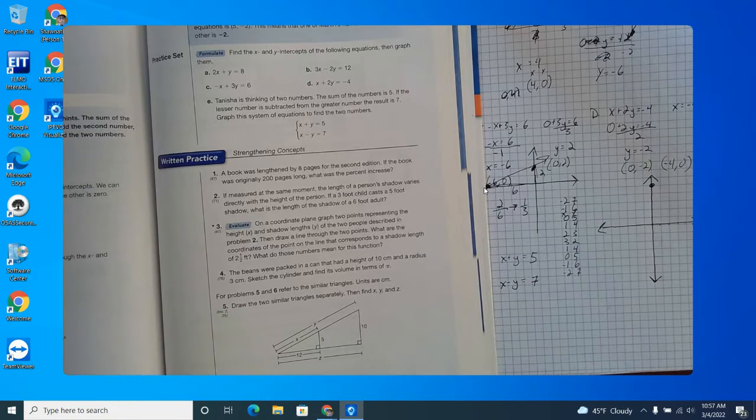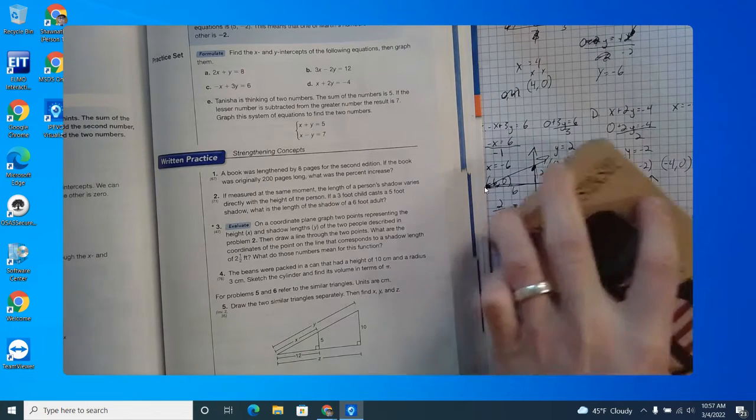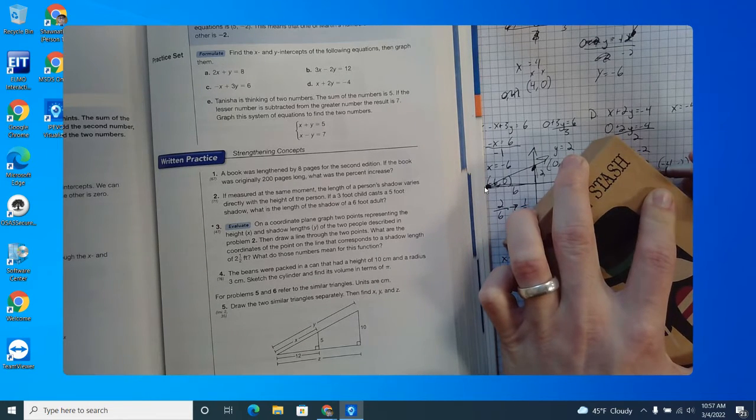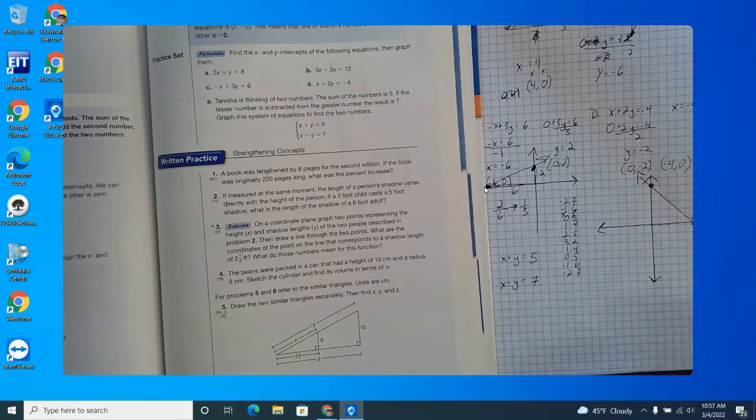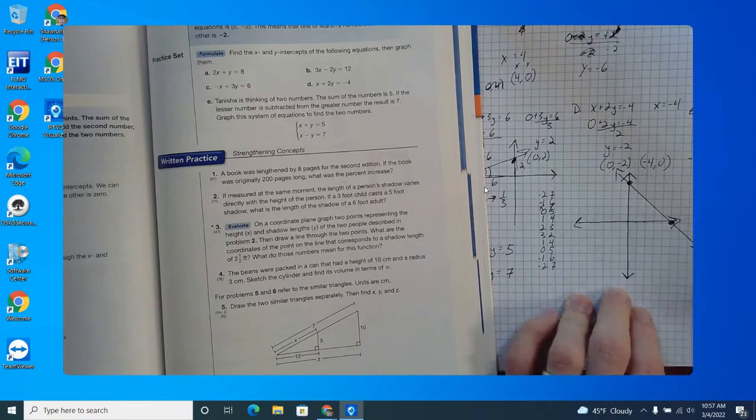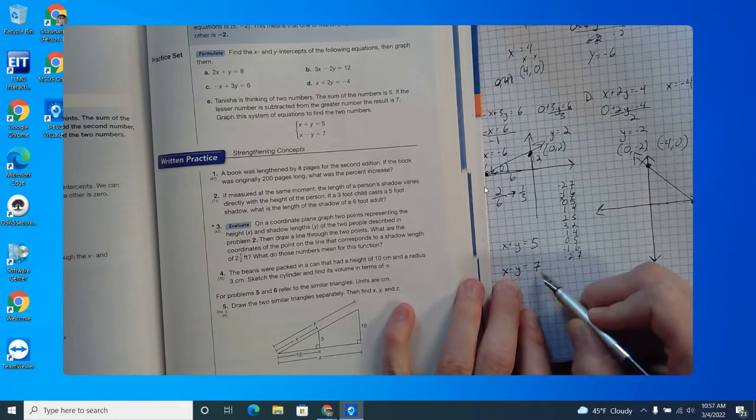I actually have a real ruler next to me. I think it should have one. Where'd my ruler go? Must have dropped. Okay. I'll just continue using this box. Okay, so that's my first line.